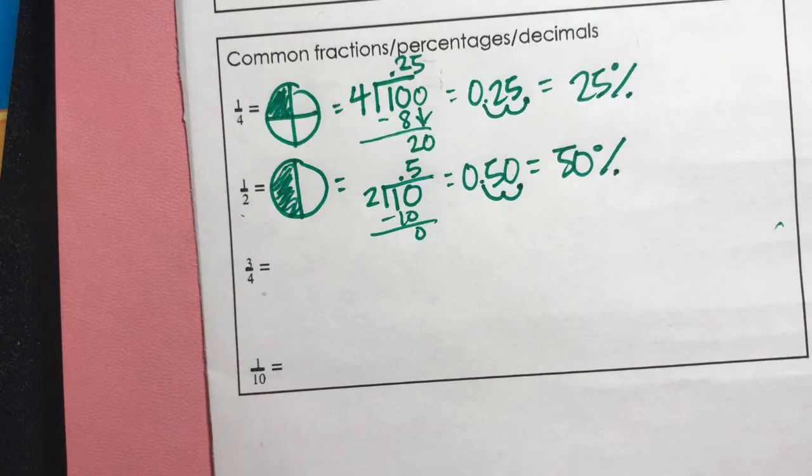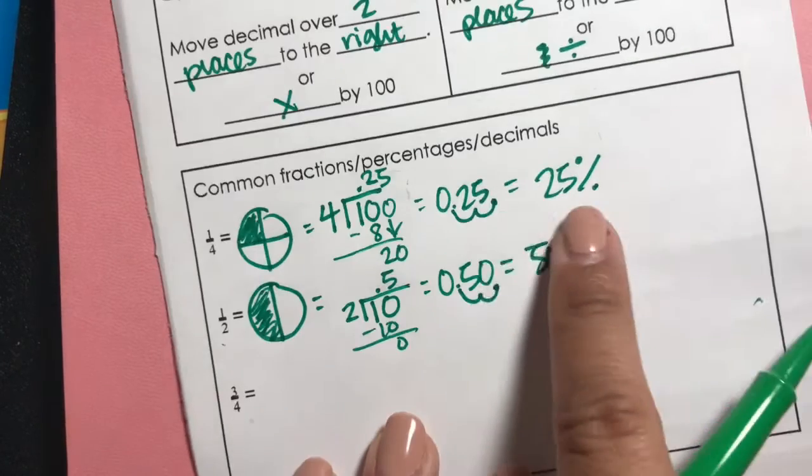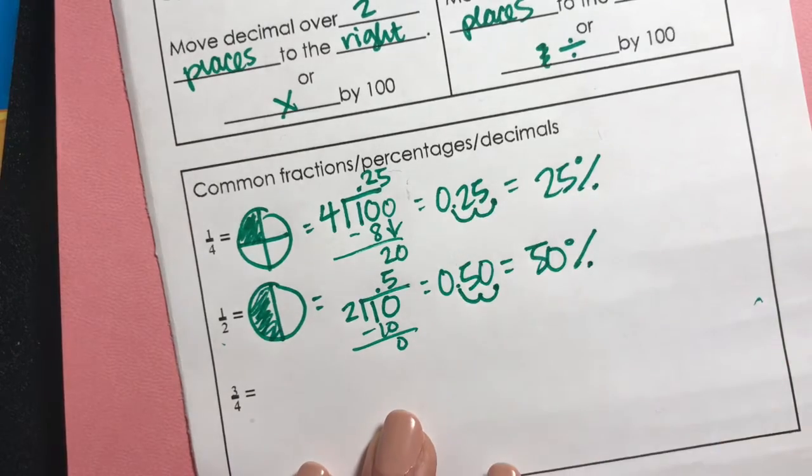50% is always going to be half. 50% is half of 100. Whenever I tell you, what is half of a dollar? Oh, it's 50 cents. So automatically you would know if it's 50 cents, then it's 50%. Same thing here: if it's 25 cents, it's 25%.